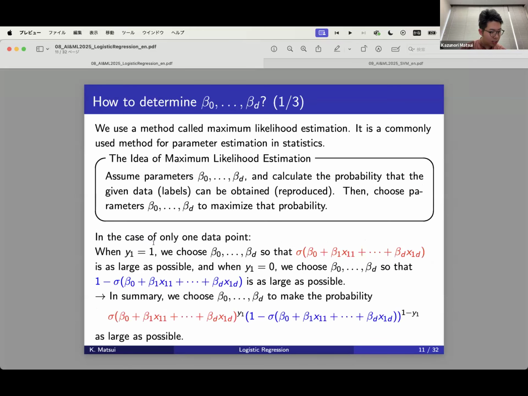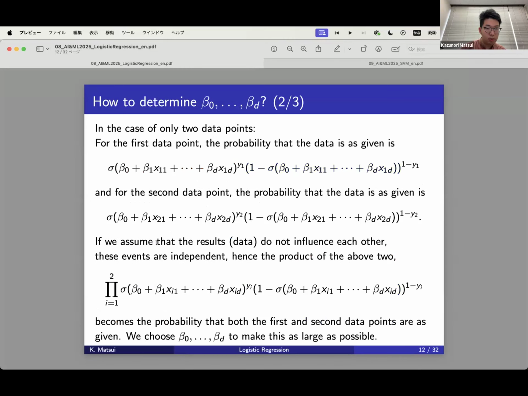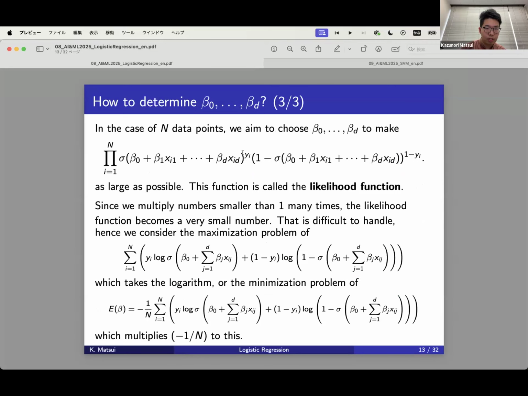To decide beta 0 to beta d, we use something called maximum likelihood estimation. When we decide beta 0 to beta d, we multiply the probability that the given data would turn out as given. We call this the likelihood function. The problem was to choose beta 0 to beta d so that this likelihood function becomes as large as possible.